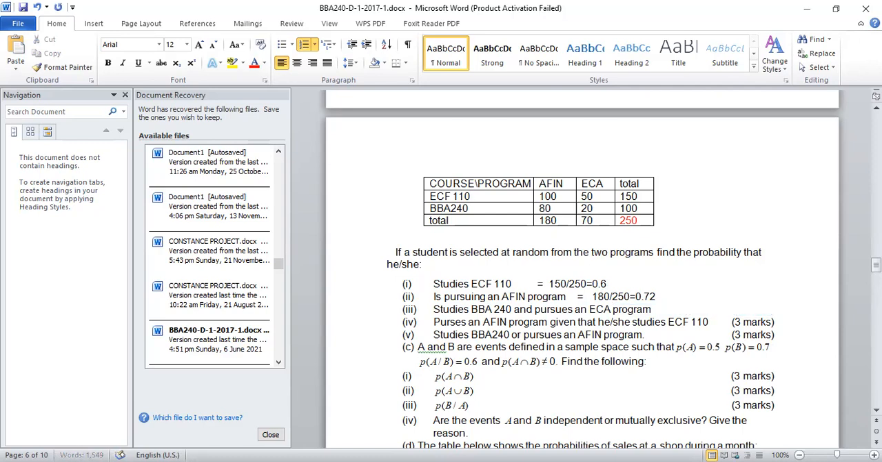Then 240 and pursues the ECA program. 240 and purchase ECF program. And means what? Intersection. So it's 20 over 250. You agree with him? Yes. What's the answer? 0.08. Wait, were you people copying from each other? No. Okay.